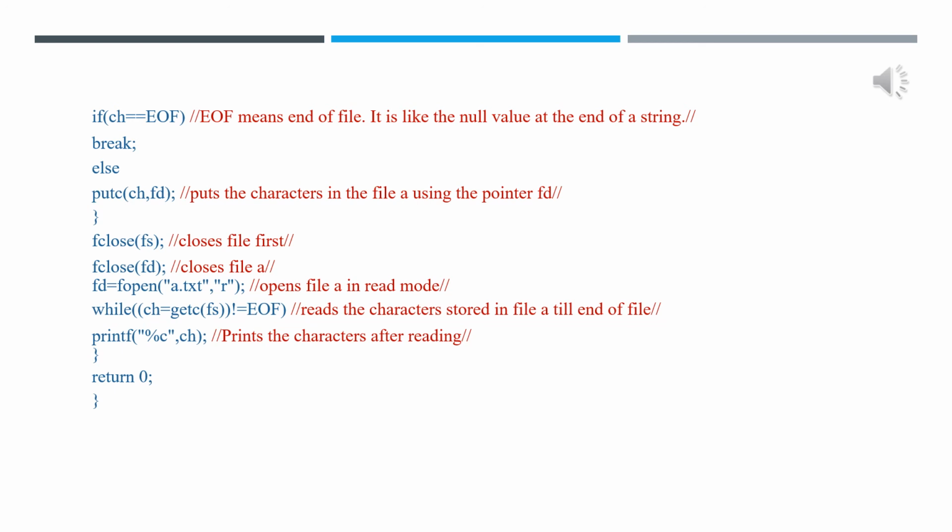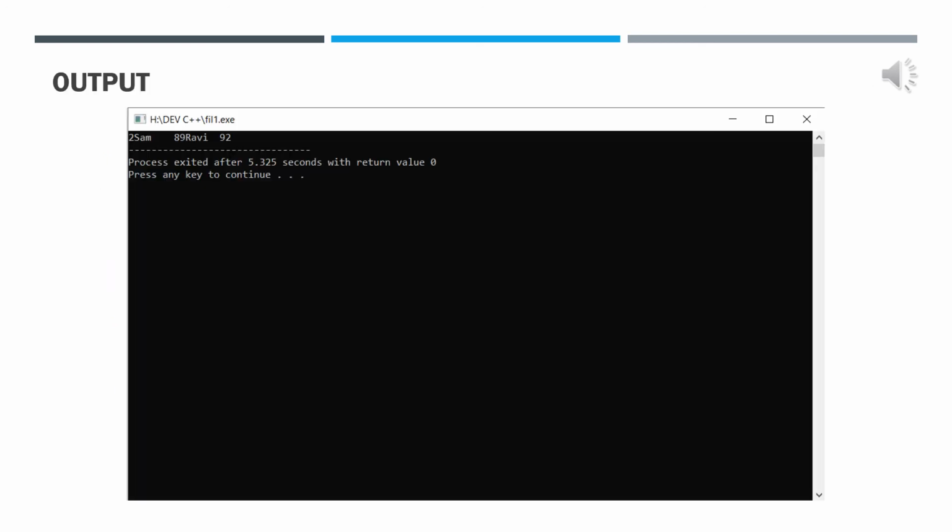Then we will close fs and fd, we'll close both the files, and then we will open the next file named a in read mode. Then while ch equal to getc fs not equal to EOF, that means we will start collecting the characters from the second file till it reaches the end of the file, and we'll print whatever characters we get from there. So that will be printed on the screen. So in the next slide we will see what is the output that we can see on the screen. So something like this will be seen on the output screen.